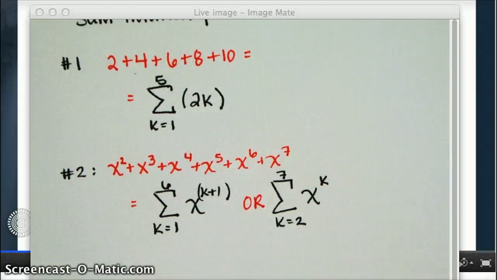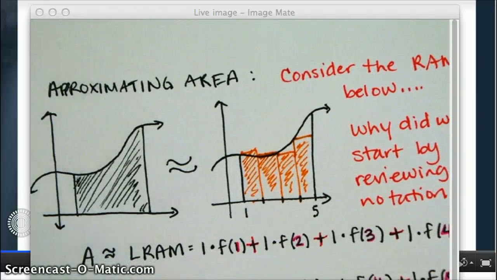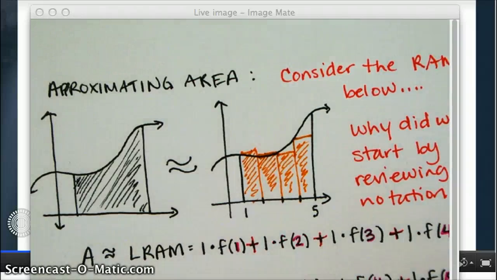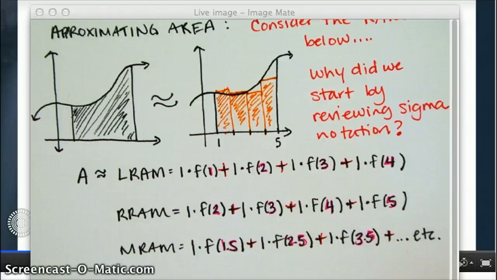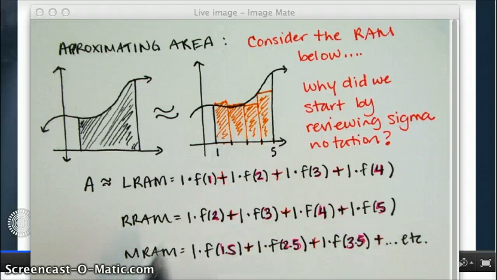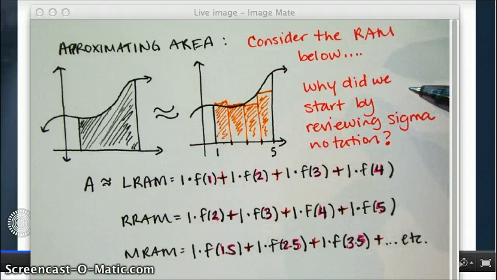Okay, so why are we talking about any of this? We've been studying area, and the idea we've started with is the idea that if we really want the area under the curve, we can approximate it using some rectangles. In practice, this is what the work looks like. And it was a little different depending on whether we're talking about LRAM or RRAM or MRAM. But look at each of these. And think about the structure of each of them. And then make an educated guess. Why do you think we started by reviewing sigma notation?